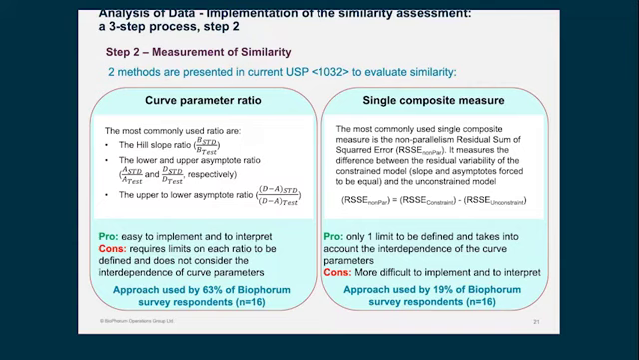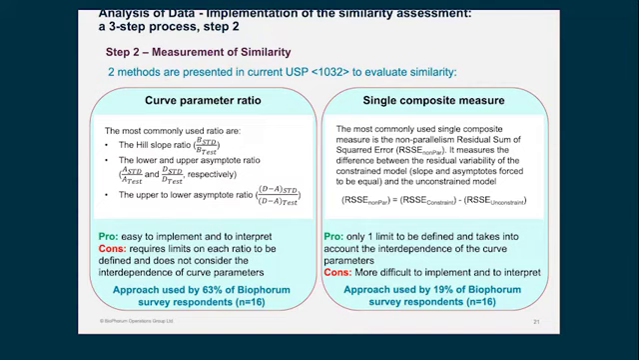And by curve parameter ratio, you can vary different curve ratios. You can analyze the slope ratio, so the ratio of the B parameter. You can also assess the lower and upper asymptote ratio independently, but you can also combine the ratio between the lower to the upper asymptote. So this is the first approach. The second approach that is less popular, because it is only used by 19% of the BioPhorum survey respondents, is to consider only one measure that is called the single composite measure.